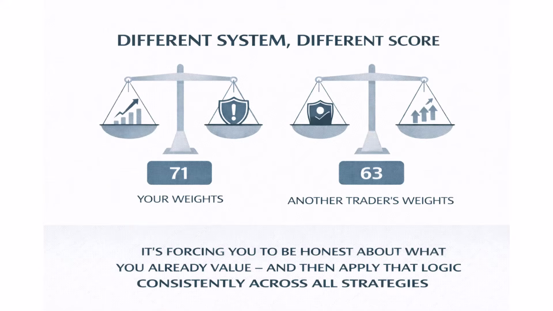If another trader with different priorities uses different weights, they might get a different score. And that's not a bug, that's exactly the point. The system isn't trying to tell you what to value, but it's forcing you to be honest about what you already value, and then apply that logic consistently over all strategies.